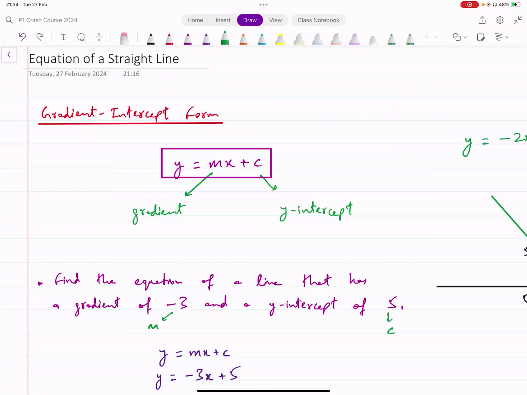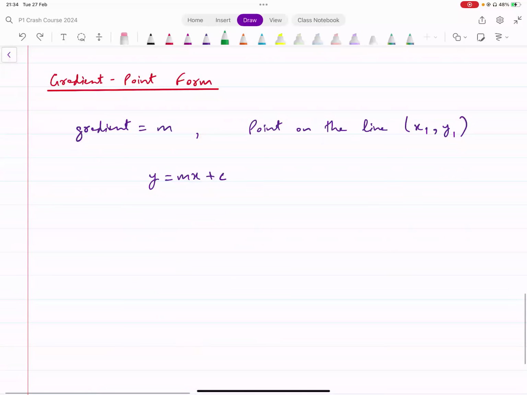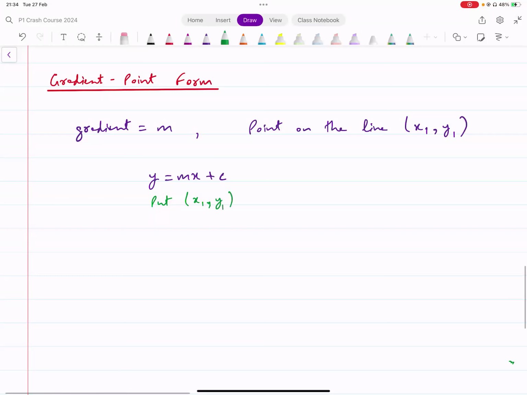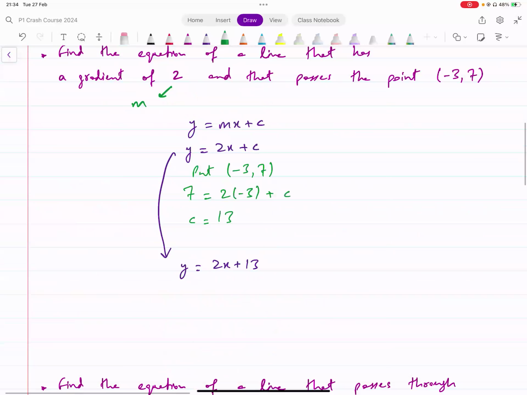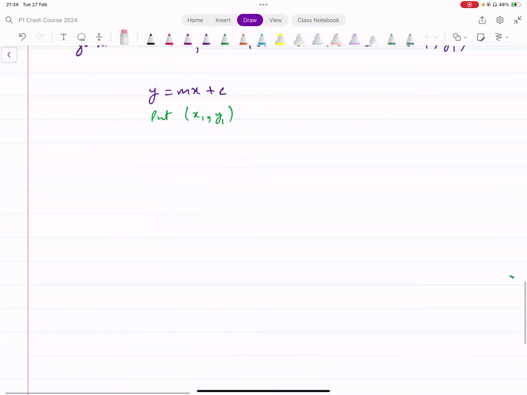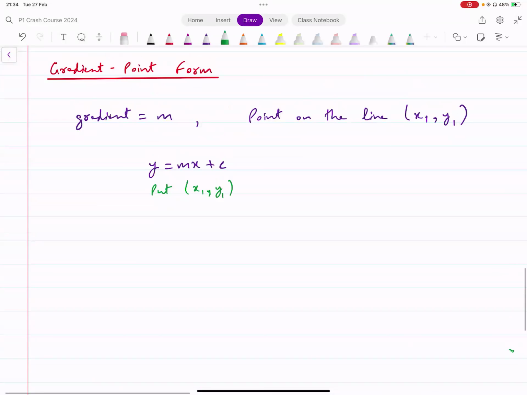So we know that this point lies on the line. So we can just input this point in this equation, and that would satisfy this equation. Let's input the x1, y1 point in this equation, just like we used to put this point before to find the value of c. Now we have generalized that: if we have a point x1, y1, we just put that here.